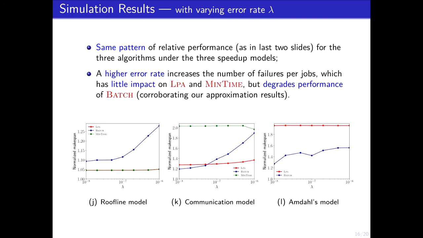In particular, as the error rate increases, we can see that the performance of the batch list algorithm, our second algorithm, starts degrading. And this is consistent with our theoretical analysis that the approximation ratio increases logarithmically with the maximum number of failures of all the jobs.